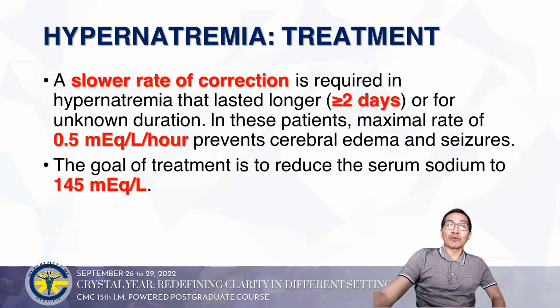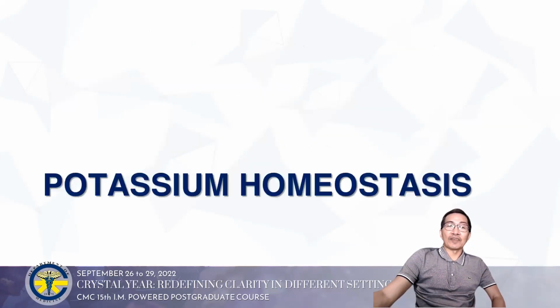A slower rate of correction, however, is required in hypernatremia that lasts longer than 2 days, or for patients whose hypernatremia is of unknown duration already. And then we will have to be cautious about correcting this hypernatremia. In these patients, the maximal rate of 0.5 milliequivalents per liter per hour is the right rate to prevent cerebral edema and seizures. The goal of treatment is to reduce the serum sodium to 145 milliequivalents per liter. So that's as far as us tackling sodium problems, hypernatremia and hyponatremia. So we now go to another electrolyte, another important one, potassium.